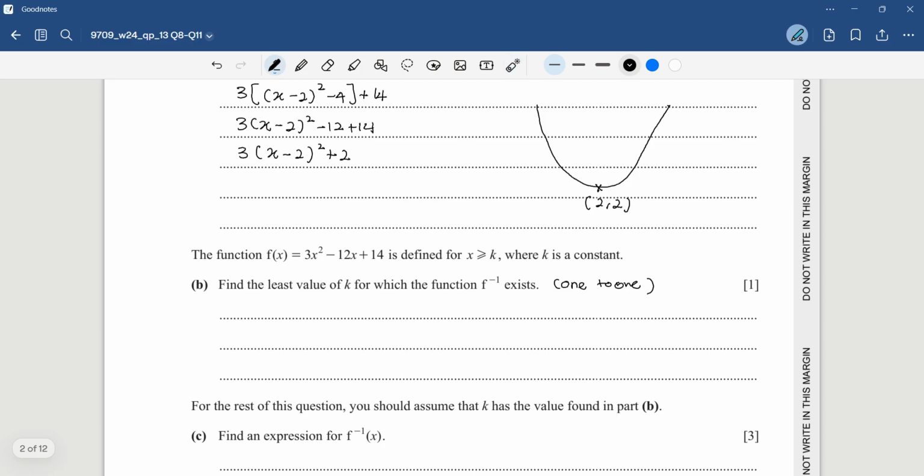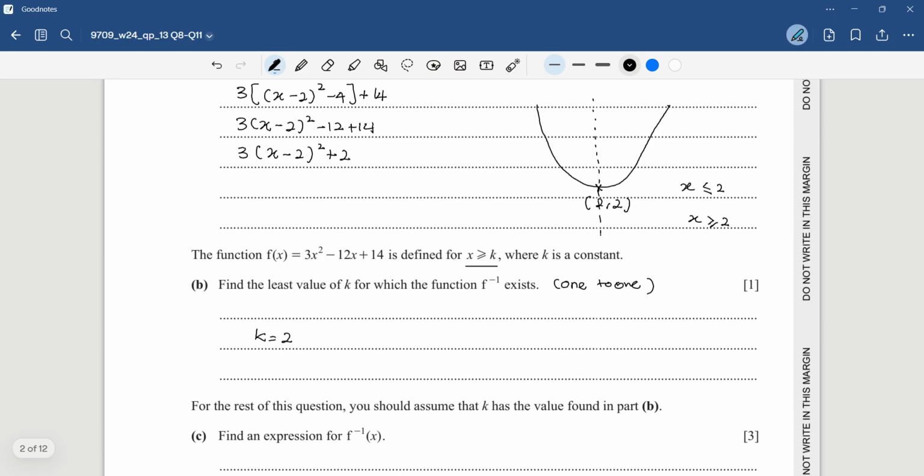That's a turning point. If they want the f inverse to exist, it must be 1 to 1. So normally we'll take the axis of symmetry as the limit. Either x must be smaller than or equal to 2, or x must be larger than or equal to 2. Then only is it a 1 to 1 function. Here they ask for more than k, therefore your k value will be 2.